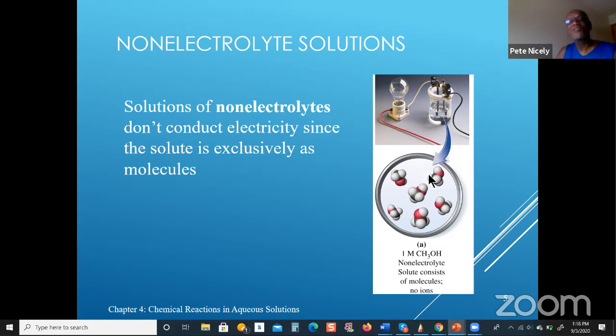So this is a setup for the experiment trying to conduct an electric current through a solution of methanol. Methanol is a molecule. It does not exist as an ion in an aqueous solution. So when you complete the circuit, no light is shown in the bulb, right? The bulb will not light up, and therefore that indicates that no current is passing through. So therefore, this solution is known as a non-electrolyte solution, all right?